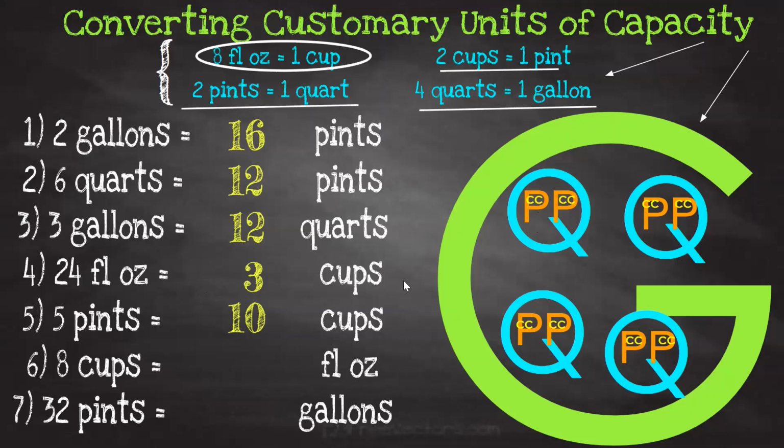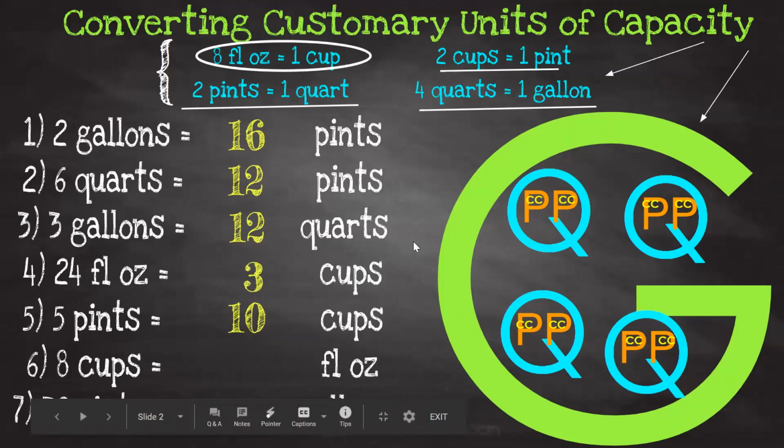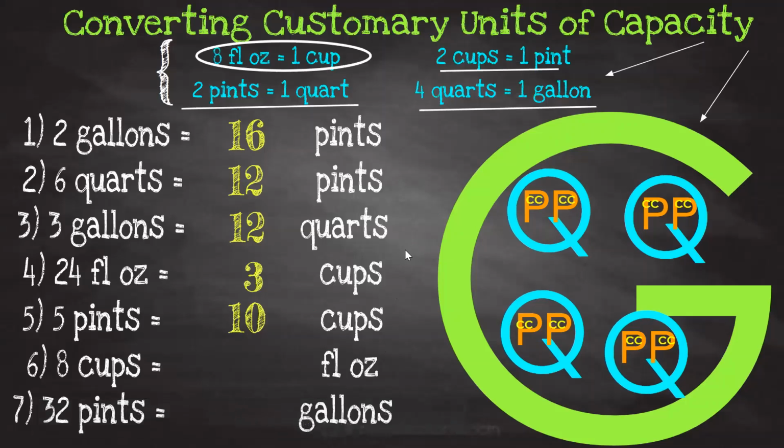Number 6, 8 cups equals how many fluid ounces? Here, we know that 1 cup equals 8 fluid ounces, and cups are larger than ounces. So what we have to do, since we're going from a larger unit to a smaller unit, is multiply. What are we multiplying? 8 times 8, and that gives us 64.